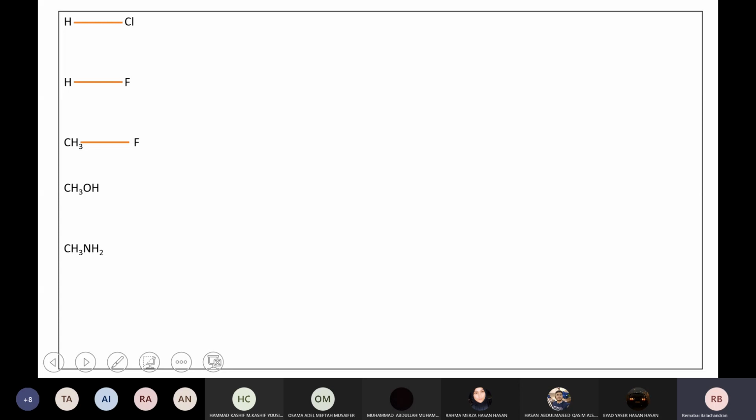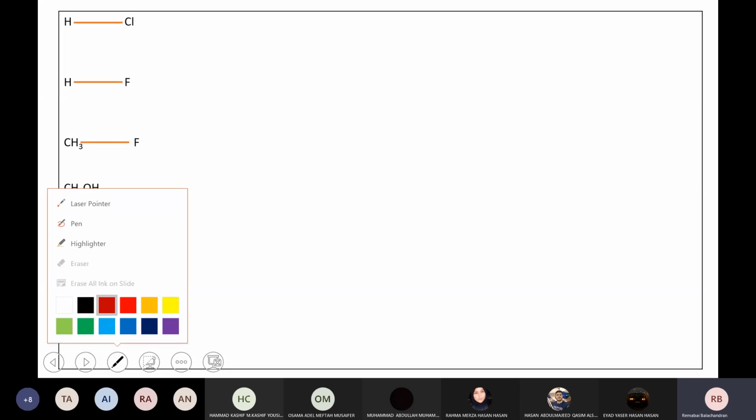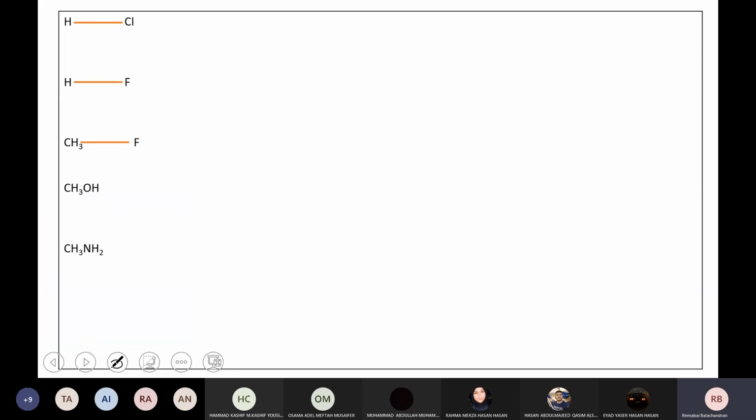And now, how do we show the direction? The dipole moment. I will just show you. See here, I told you Cl is more electronegative than H, so we express it like this. Did you understand the meaning? The arrow goes towards the more electronegative atom. In HF it goes this way, right? In CH3F, again it goes like this.